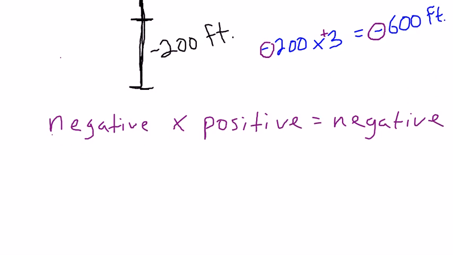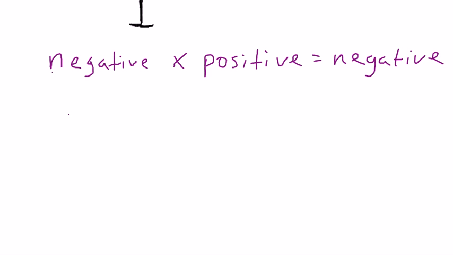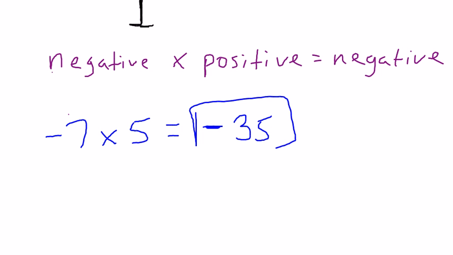So let's try a couple examples applying this rule. What would negative 7 times 5 equal? Well, since we know that a negative times a positive has to equal a negative, we know our answer is going to be negative something. Well, what's 7 times 5? 35. So negative 7 times 5 is negative 35.